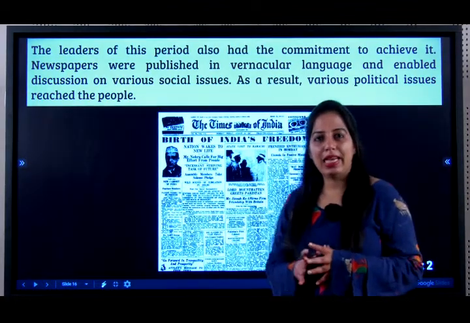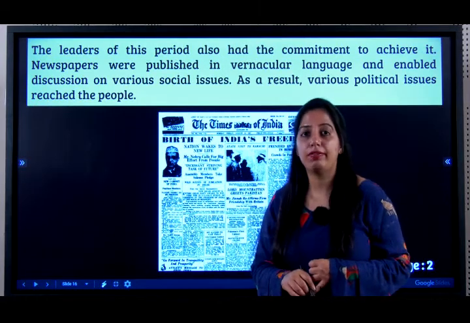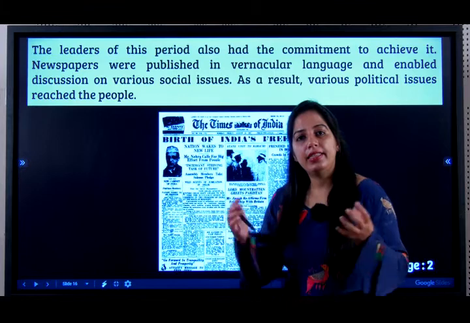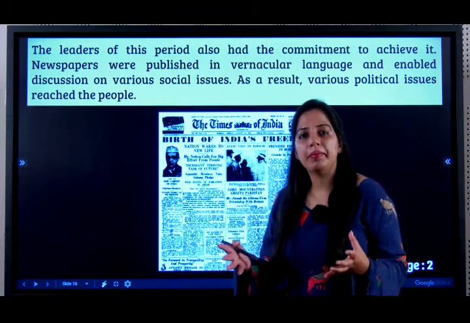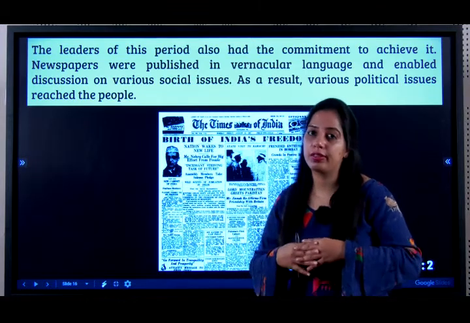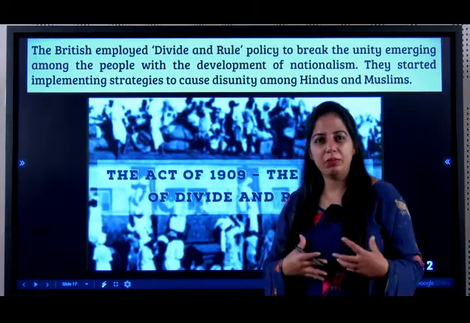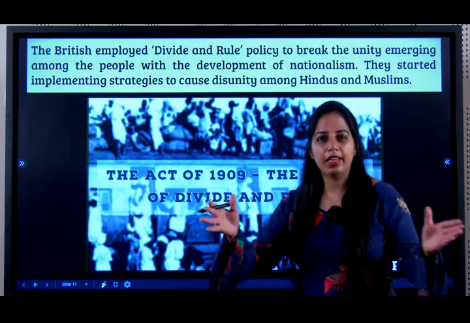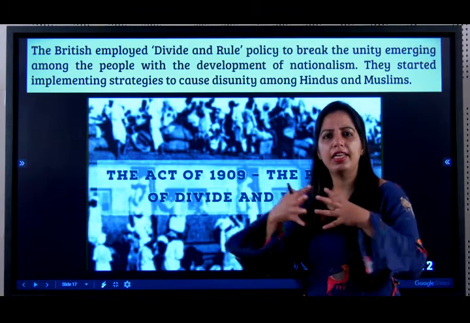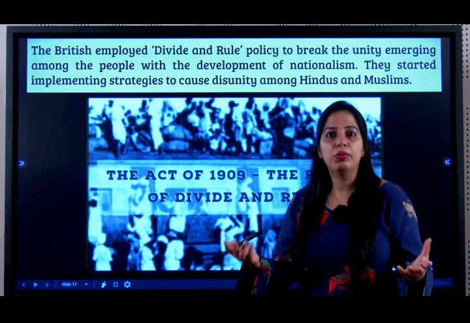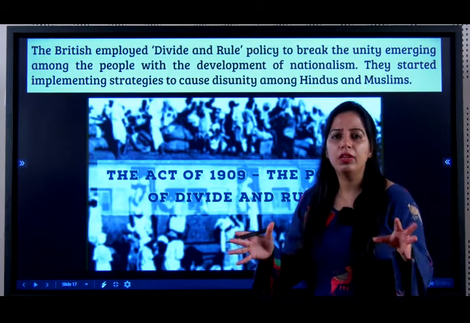Students, let's do a quick recap. We saw that the Vernacular Press Act was passed by Viceroy Lytton and the Indian National Congress was born. They said that their main aim is to achieve unity amongst the Indians. But what did the British do? The British made a policy of divide and rule. They started noticing if Indians become united, if they come together, we will be removed from this country. So they made a very smart policy of divide and rule.